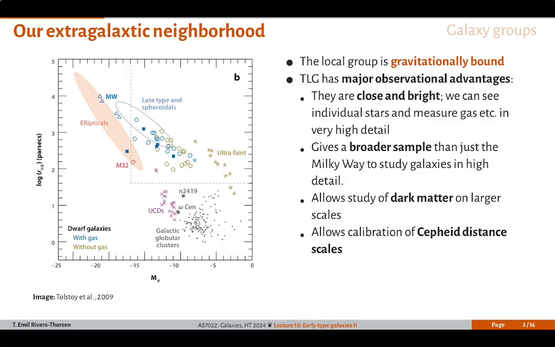It also allows the study of dark matter on larger scales because we can study the gravitational interactions between the galaxies in the local group. And it is very nice that we have this group of galaxies right at a distance that we can use to calibrate Cepheid variable distance scales, which again later on have been used to calibrate type 1a supernova distance scales, and so helped us map the size and the expansion rate of the universe as a whole. So there are a lot of advantages to having the local group in our immediate neighborhood.